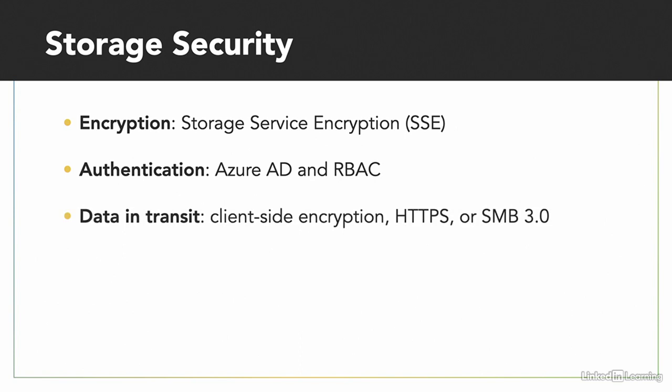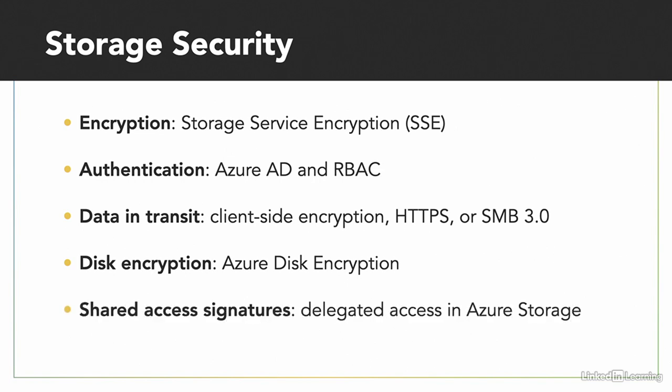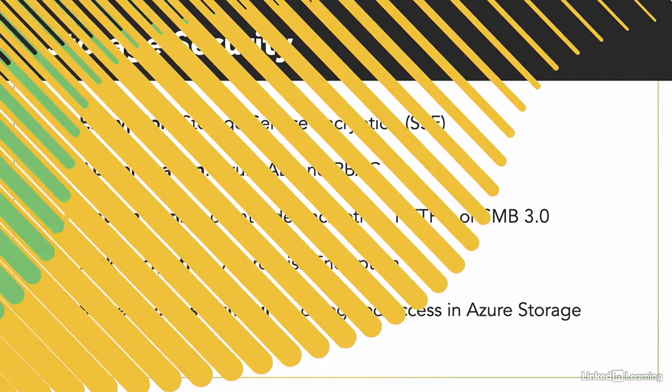Data can be secured in transit between an application and Azure by using client-side encryption, HTTPS, or SMB 3.0. OS and data disks used by Azure Virtual Machines can be encrypted using Azure Disk Encryption. Delegated access to the data objects in Azure Storage can be granted using a shared access signature.